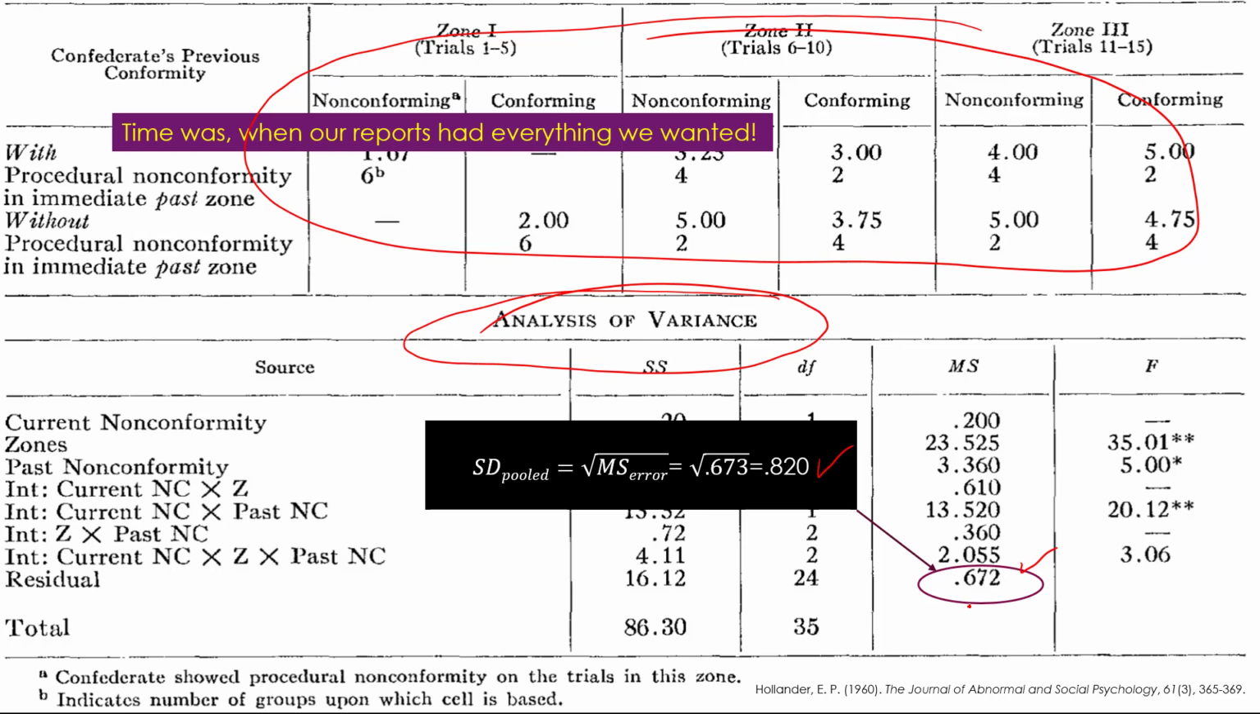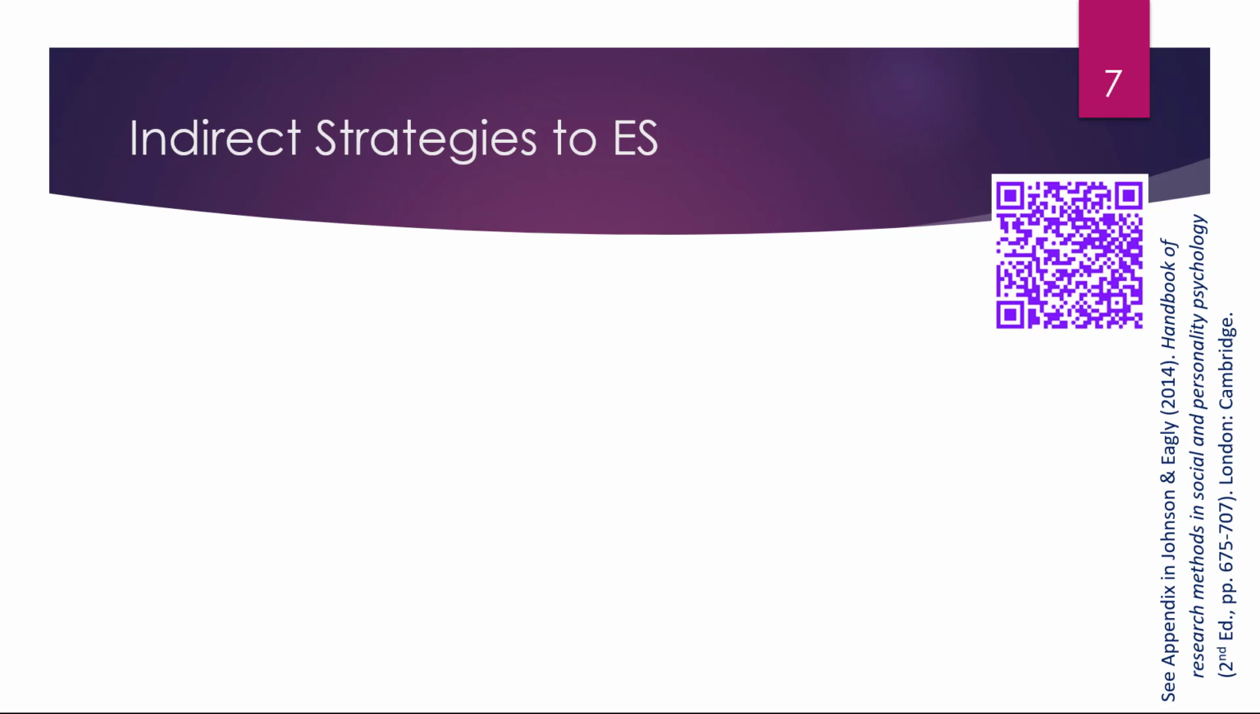But, you know, nowadays we don't get reports that give you all this information. So we have to do workarounds. Over the years, editors decided we'll save space, and so let's just give the significant values, and they omitted all this kind of stuff. So we meta-analysts now have to deduce it. So that leads me into indirect strategies to calculate the effect size.